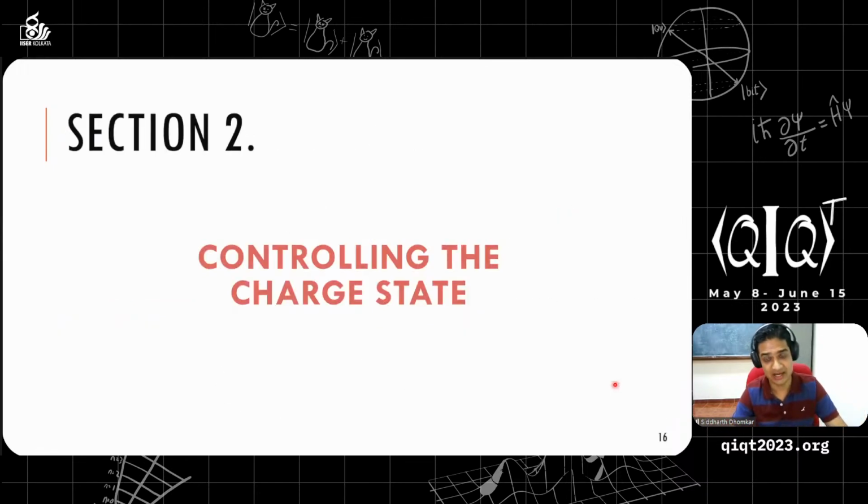So with that, I'm ending section 1, which was a basic background of this defect. With that, I'll start with why controlling charge state is important.